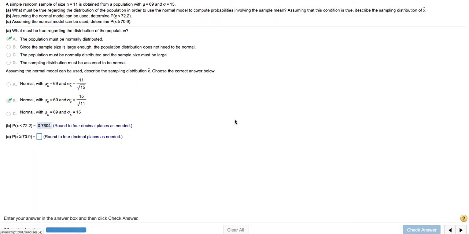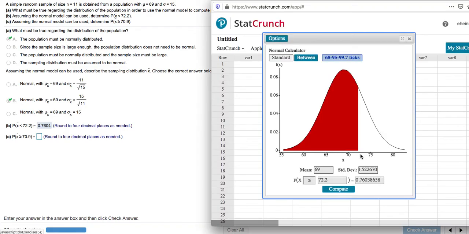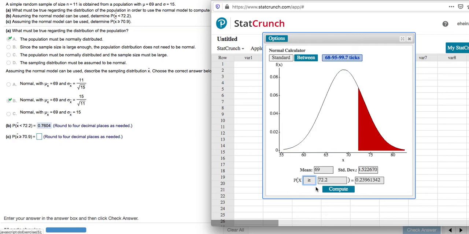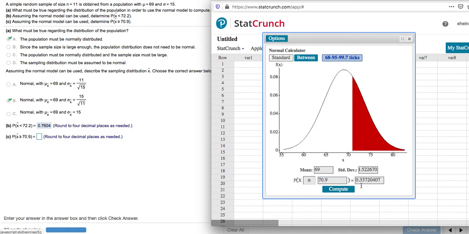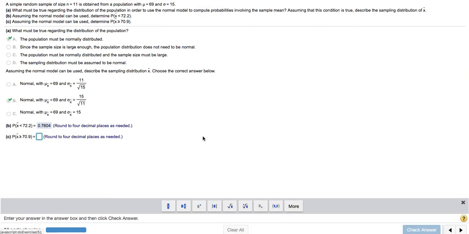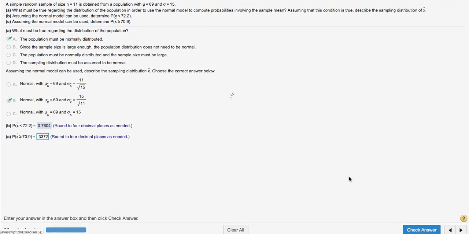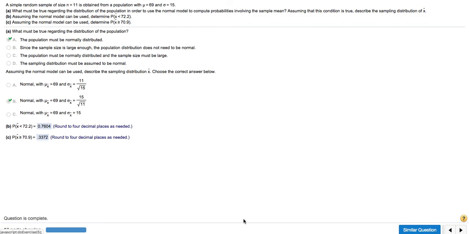Okay. The last part here, part C, is now about the probability that the mean is greater than or equal to 70.9. I have everything entered except I need to switch it from less than to greater than, and I need to change it from 72.2 to 70.9. And here I get 0.3372. And that is it for this question.